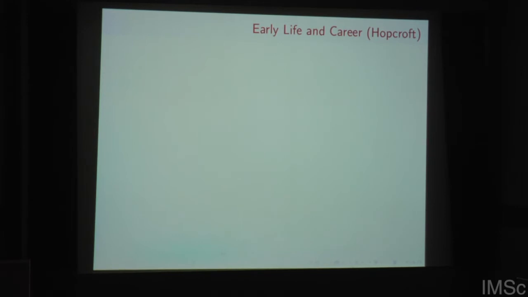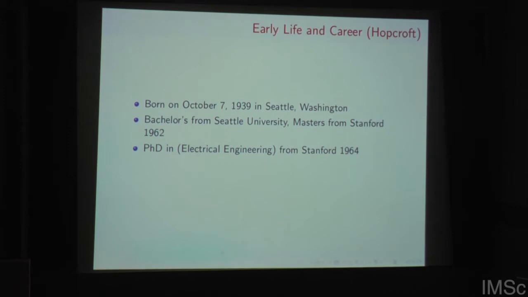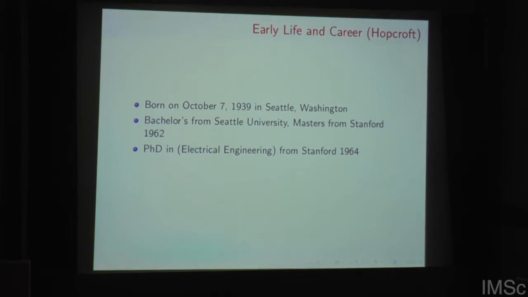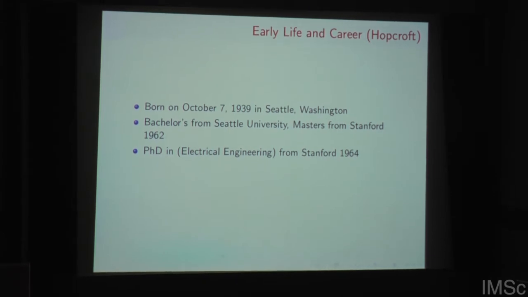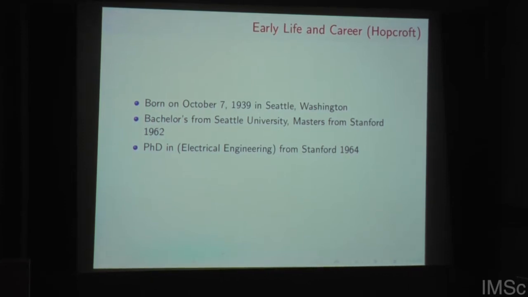So we'll start with Hopcroft, who is the older of the two. He's about 10 years older than Tarjan. He's going to be about 80 next year. He did his bachelor's from Seattle University and master's from Stanford in 1962, all in electrical engineering, and PhD in electrical engineering from Stanford in 1964. And he was all ready to get back to some university on the West Coast, to some electrical engineering department, until a person named Edward McCluskey played a big role in bringing Hopcroft to Princeton. So this actually changed the career of Hopcroft and probably changed the field of computer science as well, right?